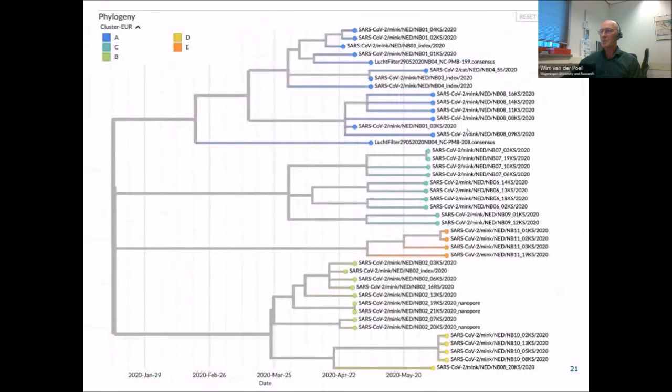In our research, we sequenced a lot of samples from those farms, and all these sequences could be brought down to 5 different clusters. So it's assumed that there were 5 primary introductions by people in the farms, and subsequently the virus was spread within the farm and also to a lot of other farms.